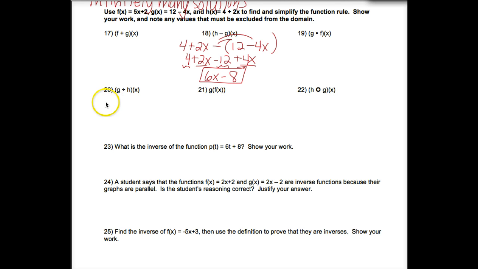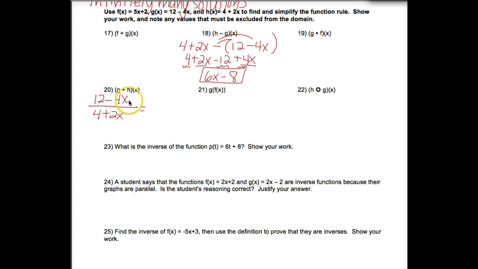Division, when I plug those in here, my g function 12 minus 4x divided by my h function, which is 4 plus 2x. Remember on division, we did this back in lesson 5.1, number 21, we talked about how you have to simplify by reducing, and the way that we reduce variable expressions is by factoring. So we went over this. You can look back at what we did in 21 if you need to.